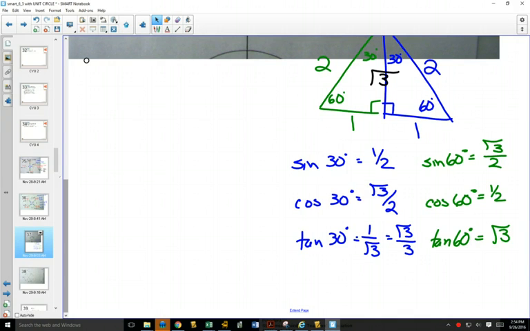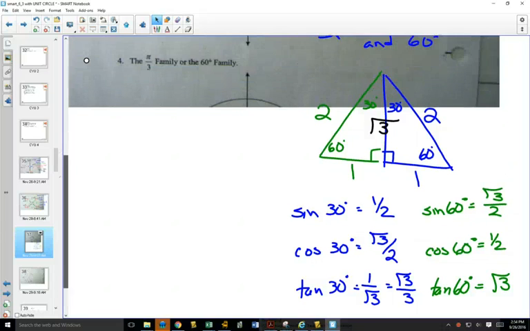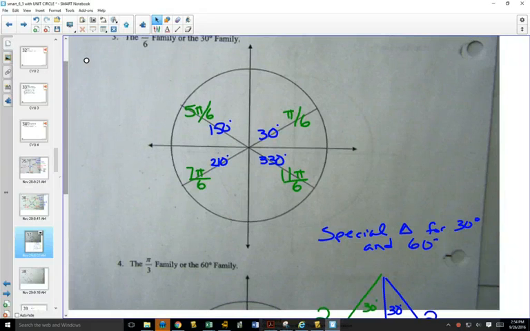So again, if you're able to draw that triangle, make an equilateral triangle and split it in half, you can get all of your special angles and all of your trig ratios for 30 and 60 degrees. Again, we did all of that without our calculator. So now we can go back to our unit circle and say, I can now label these points.